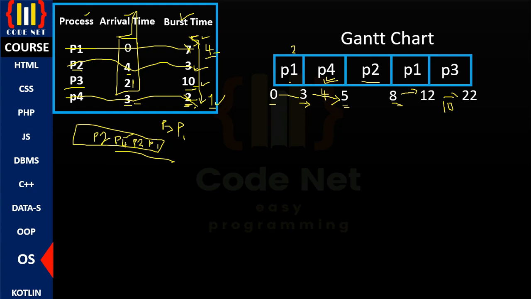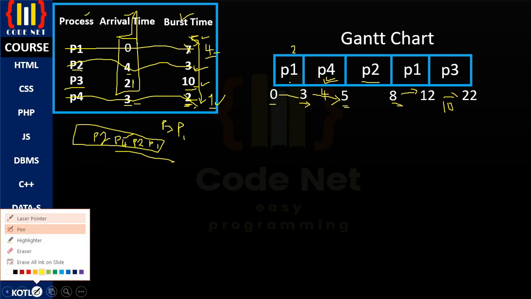It is double checking the CPU. Is there any other process with less burst time compared to the process being executed? And if the answer is yes, then definitely that process should come into the CPU. So this is what has happened now.